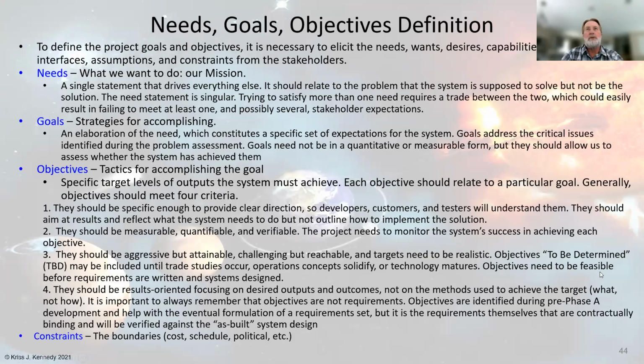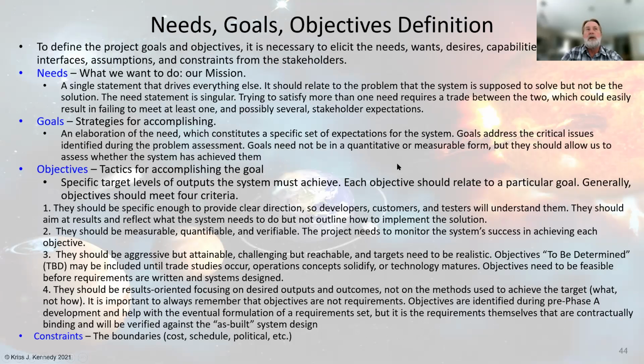So, needs, goals, and objectives definitions. Needs are what we want to do. What is our mission? A single statement that drives everything else. The goals are the strategies for accomplishing it. As I mentioned previously, here's a little more elaboration of that. It elaborates on the needs, which constitute specific expectations of the system. Goals address the critical issues identified during the problem statement or problem assessment. Goals need not be quantitative or measurable at this point.